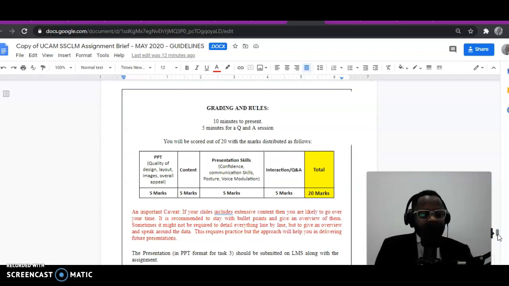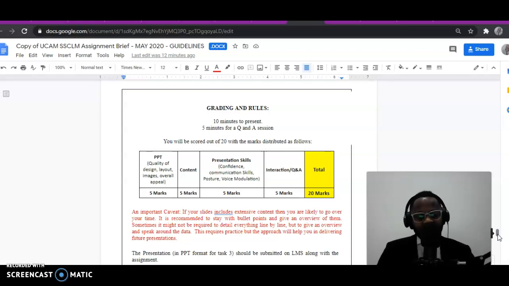All right, so this is our marking scheme here. 20 marks: 5 points for the quality of your PowerPoint presentation, 5 points for content, 5 points for the presentation skills of each individual in the group or the group itself, and 5 points for your interaction during the question and answers. I will be asking all the questions, and that will be for 5 minutes.